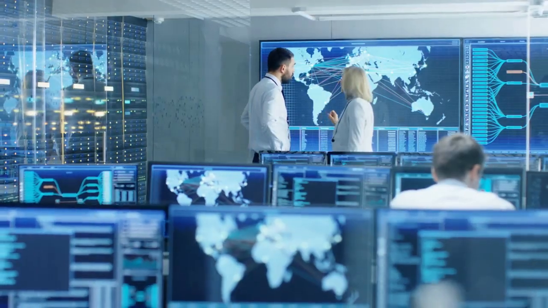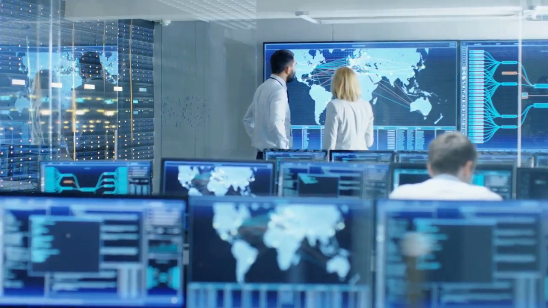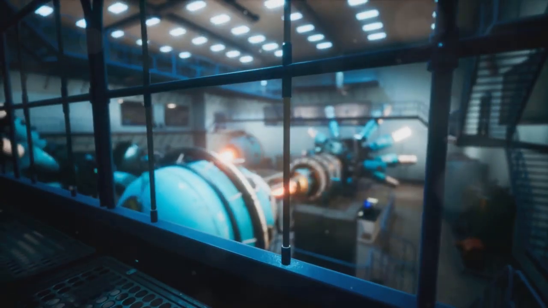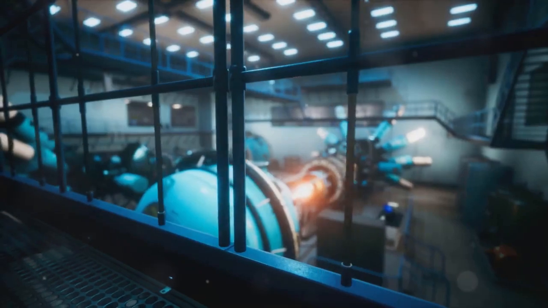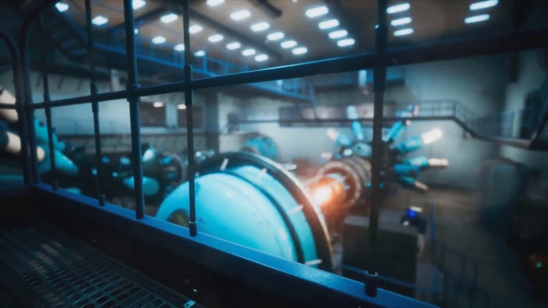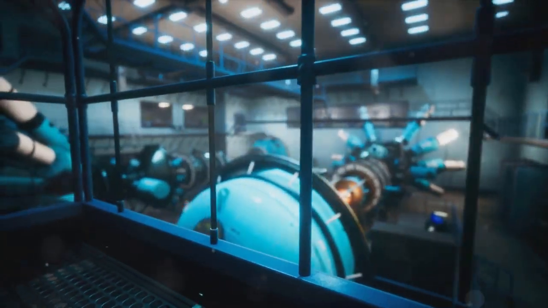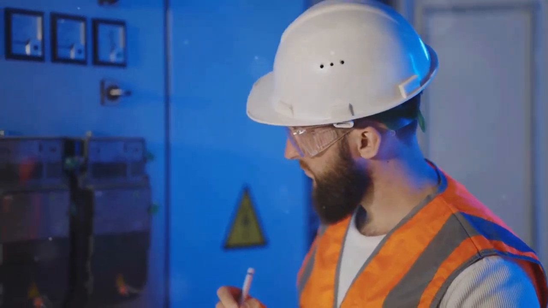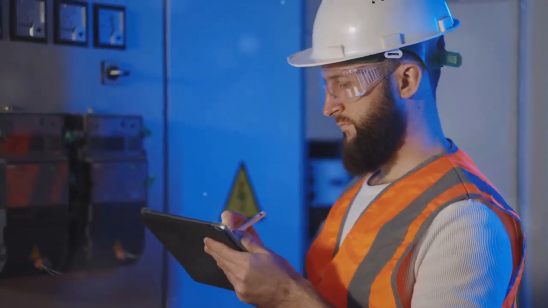Monitoring systems. Keeping a close eye on the reaction. Constant monitoring is essential during the cold fusion process. Sensors within the reactor provide real-time data on various parameters. This data allows for adjustments and ensures safe and efficient operation.